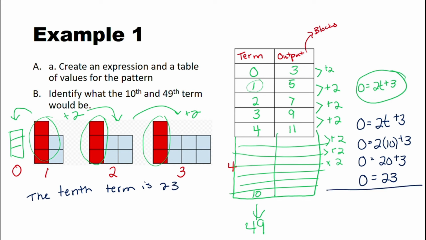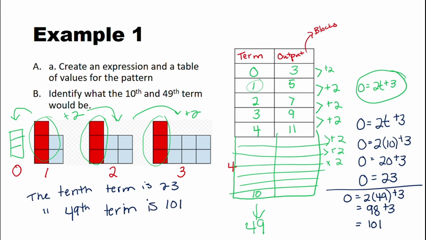Now let's do the same thing for 49. So the output for the 49th term would be 2 times 49 plus the 3. So in my head, well, I know 2 times 50 is 100. I'm going to take one group of 2 off. So it's 98 plus 3. So that would be 101. So the 49th term is 101. Okay, so important that you can see that our multiplier here is what goes with our variable. What we started with, or term 0, is our constant over here in the expression.